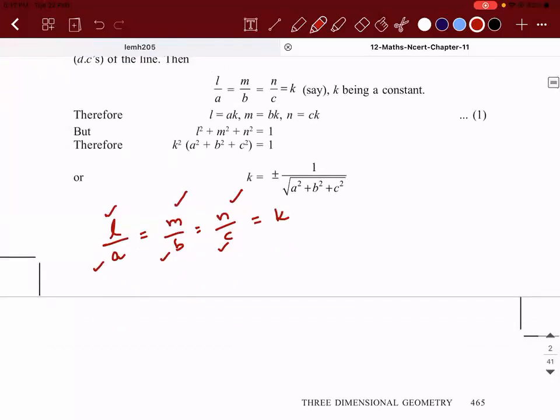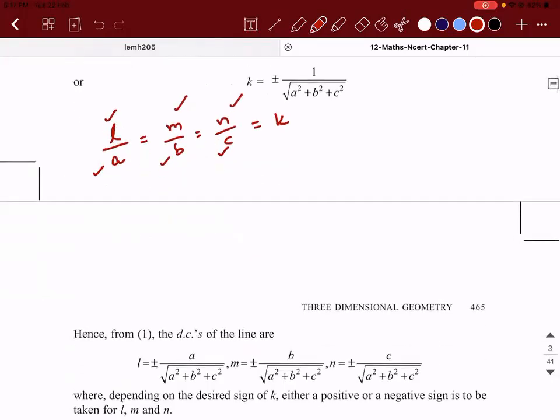Then there is something like this: cos square alpha plus cos square beta plus cos square gamma is equal to 1. Do you guys know this?